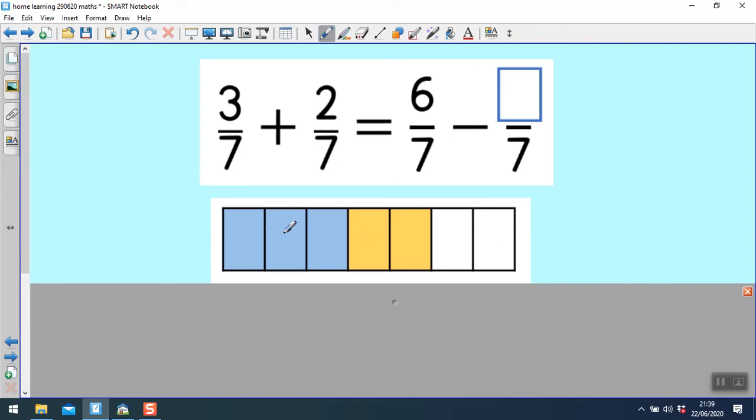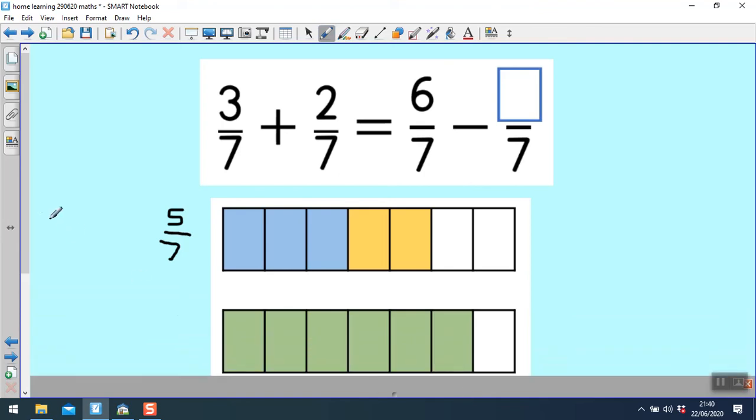So this bar here shows 3/7 plus 2/7. I've got a bar split into 7. I've got 3/7 here, 2/7 here. So this all together, shaded in, is 5/7. So my answer to this needs to equal 5/7. This isn't a 5 because 6/7 take away 5/7 equals 1/7. I need my answer to equal 5/7.